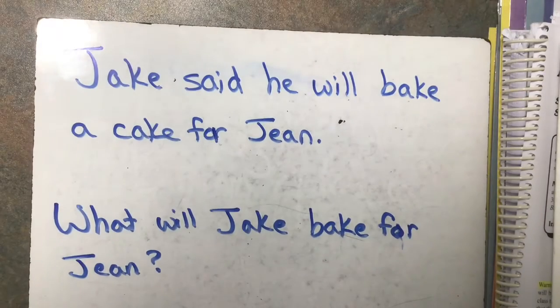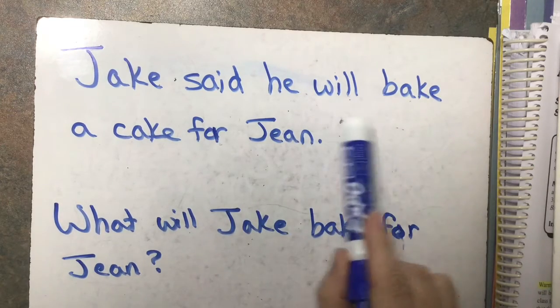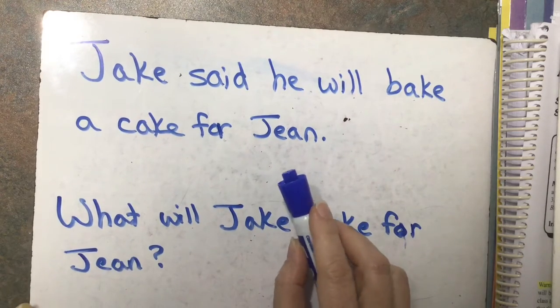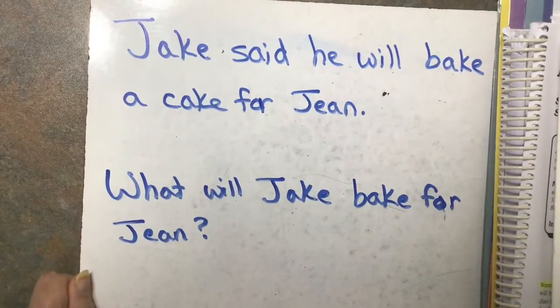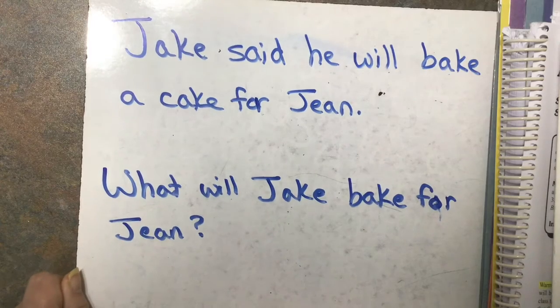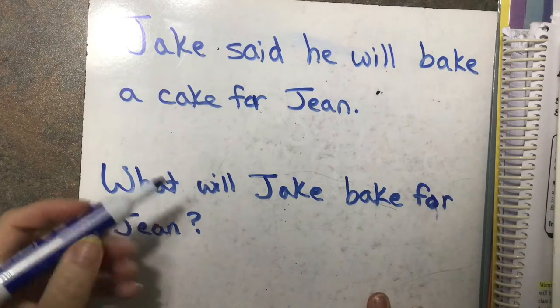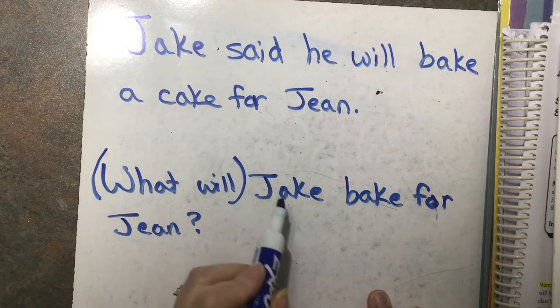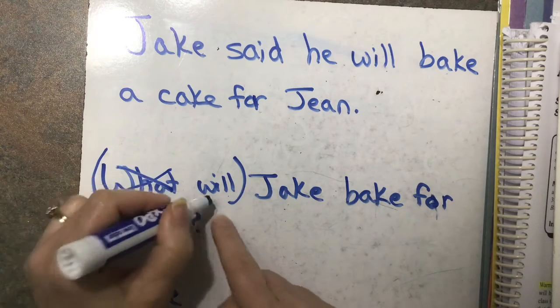Okay, this one says, Jake said he will bake a cake for Jean. He will bake a cake for Jean. All right, let's look at our question. This time our question is a what question. And they want to know, what will Jake bake for Jean? What will Jake bake for Jean? So we're going to put arms around what will, because those are our asking words, what will. And we're going to start our sentence with Jake. So Jake will. We don't use what, we just use will.